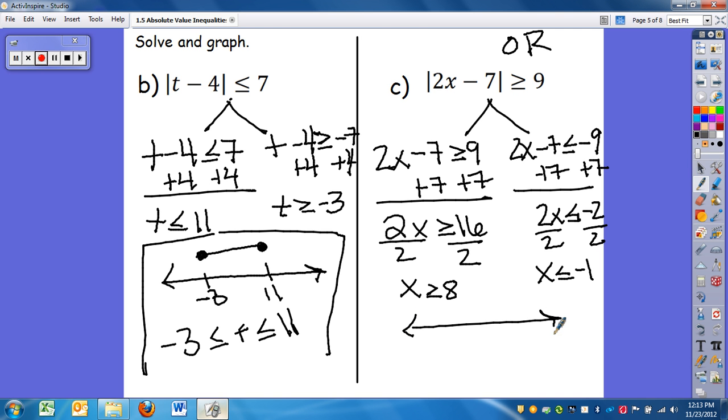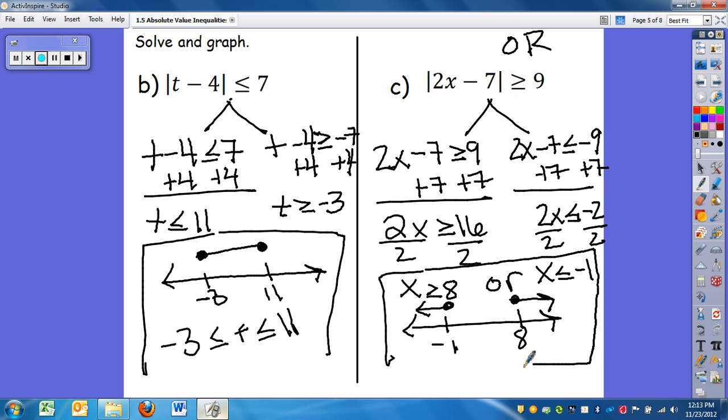So graphing it, negative 1, you have 8. Closed circles on both. And that one is x less than or equal to negative 1, and then x is greater than or equal to 8. This is an or inequality, so if you have them next to each other, I can just write an or in between. If they're not next to each other, then you're probably going to have to write them again to make it a proper compound inequality.